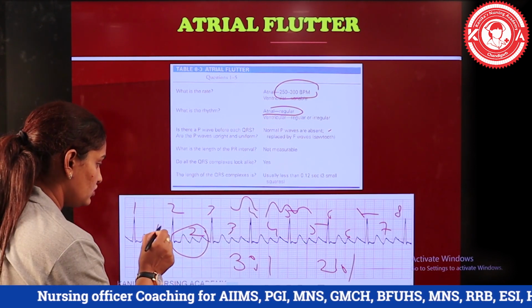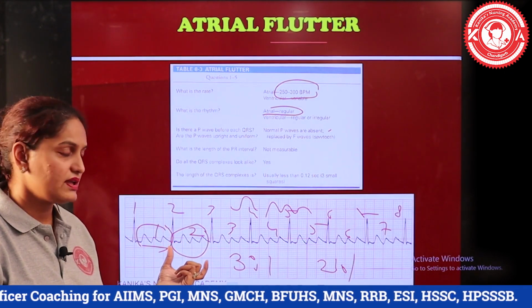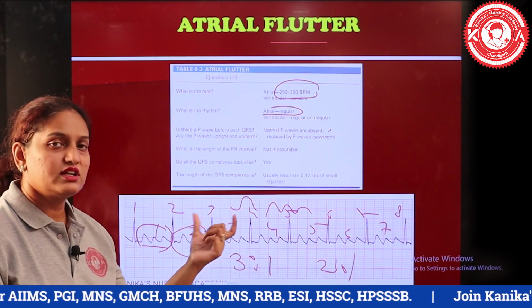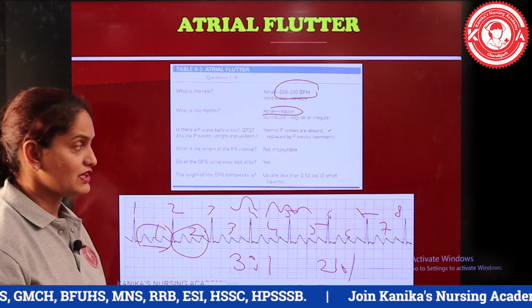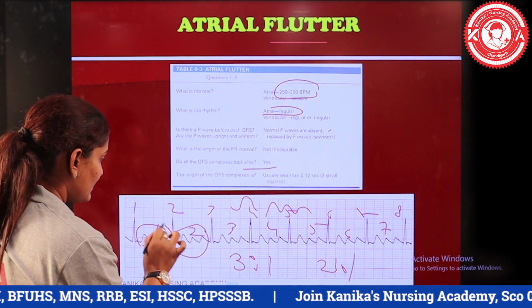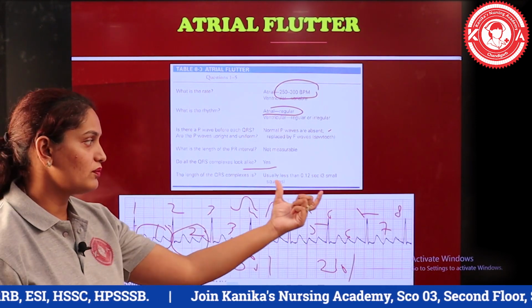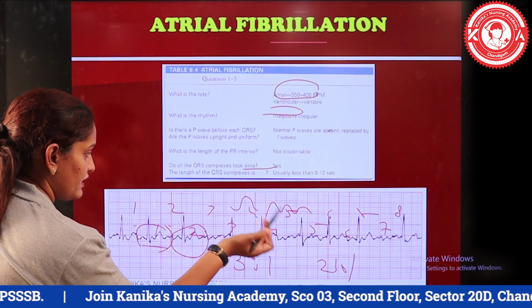Now here there are 3 F waves. So with which F do we measure the PR interval? We cannot measure actually. So we will say that PR interval is not measurable in case of atrial flutter because it is variable. All QRS complexes are looking normal here. They are alike and the QRS complex duration is also normal.